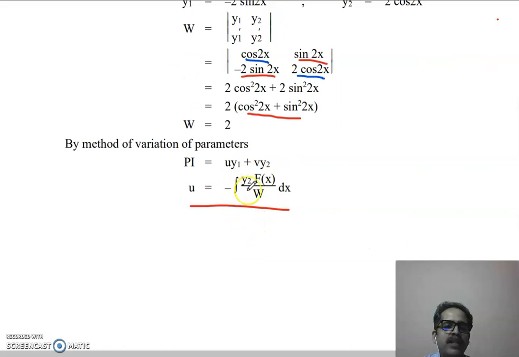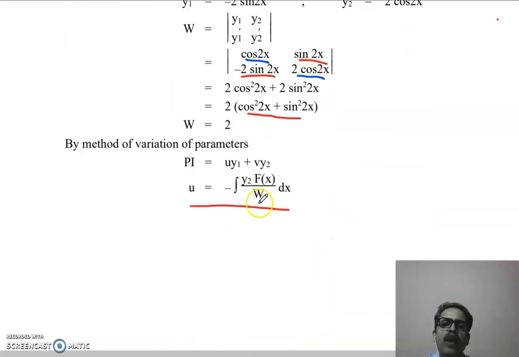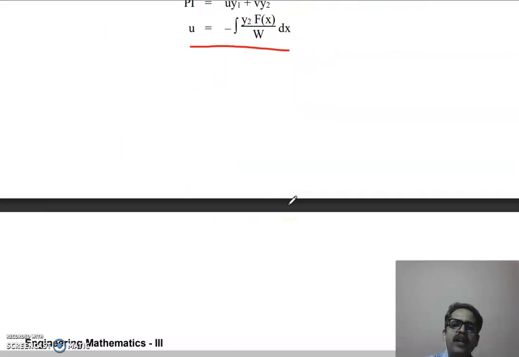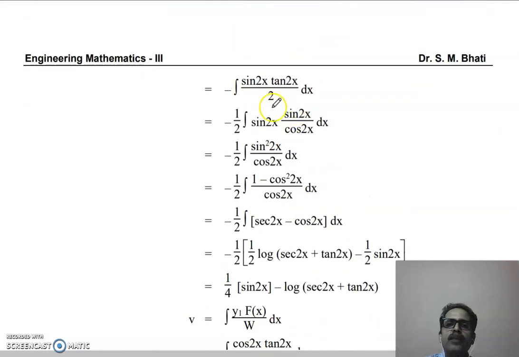So u has a minus sign, and you need to put these three values. y2 we know, and what is capital F of x? Capital F of x is the right hand side of the differential equation. And the value of W we just obtained, it is 2. So all three values are known: y2, F(x) and W. Put them here on the right side. When you put them in the right hand side, we have this kind of step.